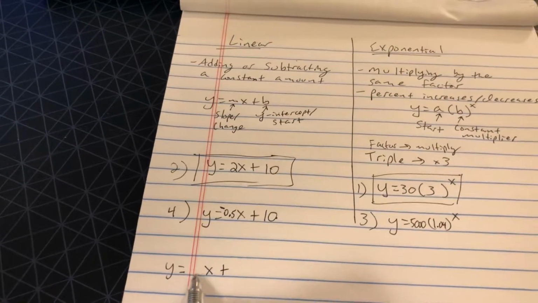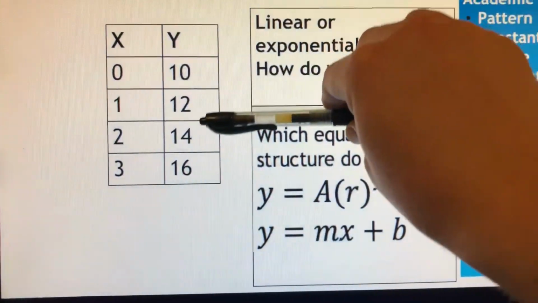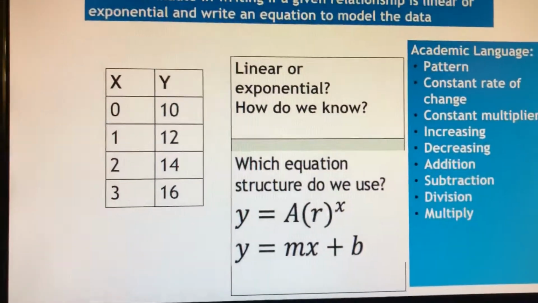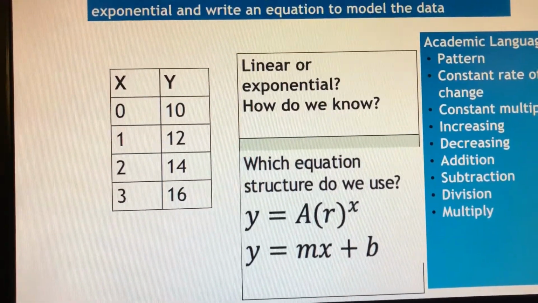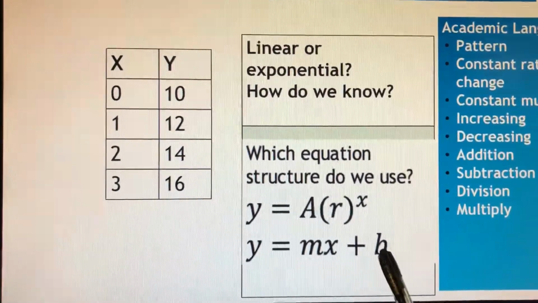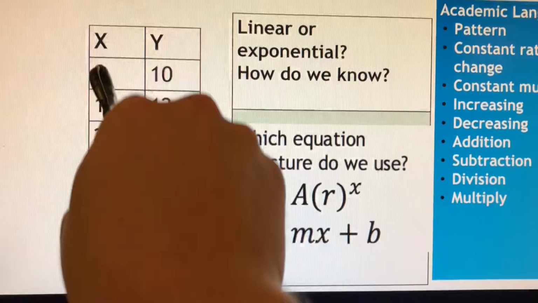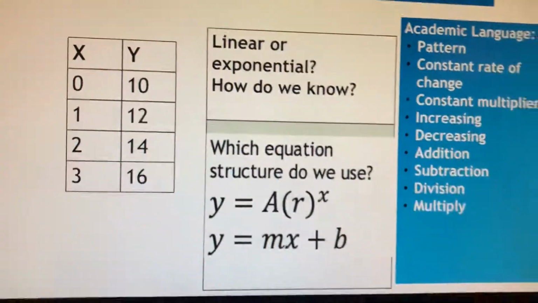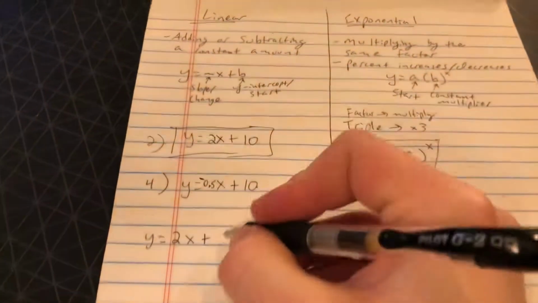Now we just said it looks like we were adding 2 every single time. Plus 2, plus 2, plus 2, plus 2. So we have our slope. And now when we need our y-intercept in a table, you find where x is 0, and that's our y-intercept. So it's just going to be plus 10 for this one.